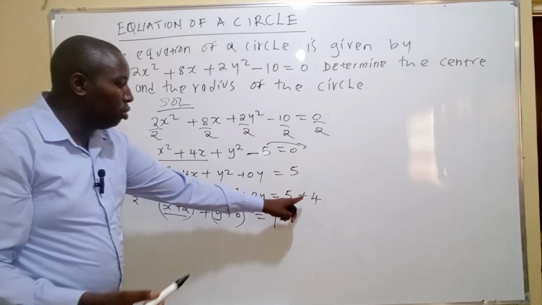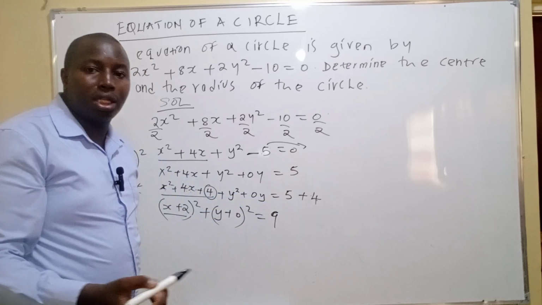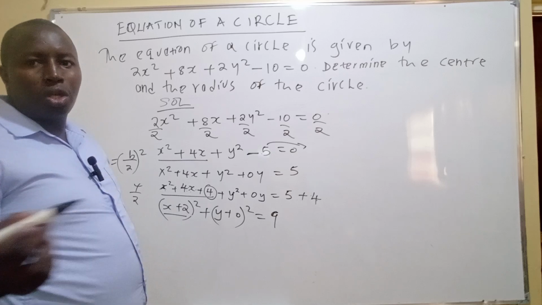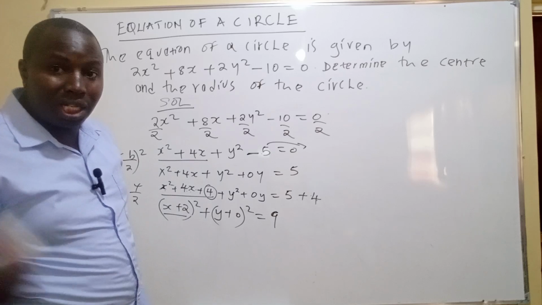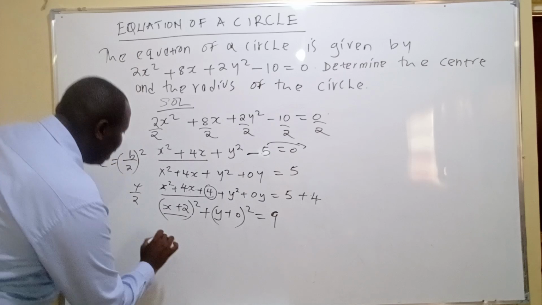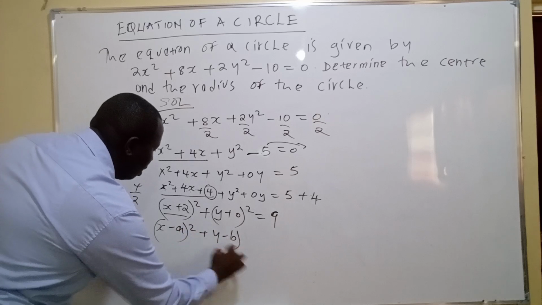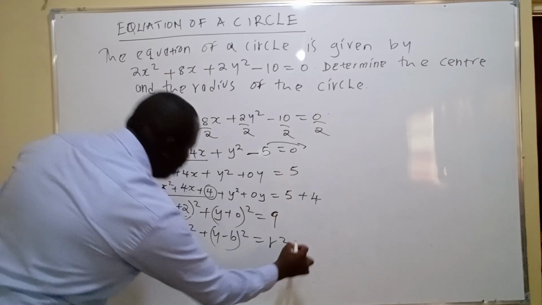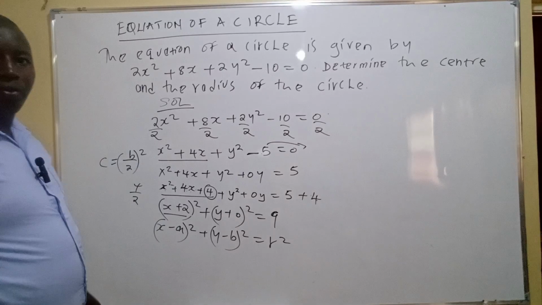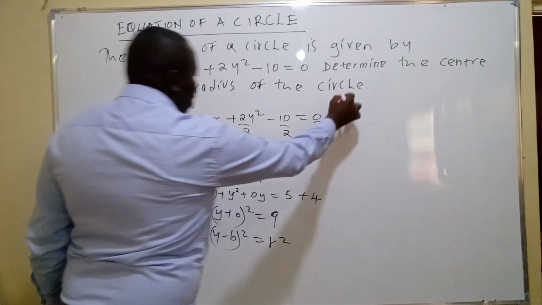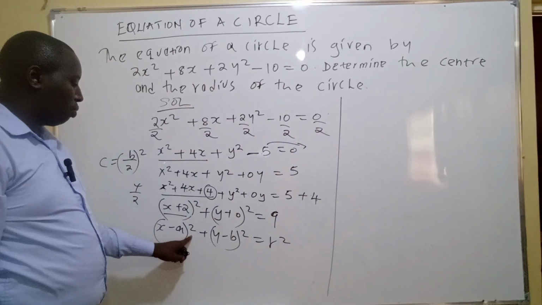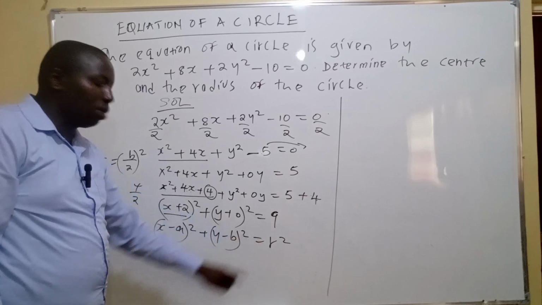Like that. Is equal to 5 plus 4. You get 9. The general formula of finding the equation of a circle is given by x minus a squared plus y minus b squared is equal to r squared. That's the general formula of finding the equation of a circle.